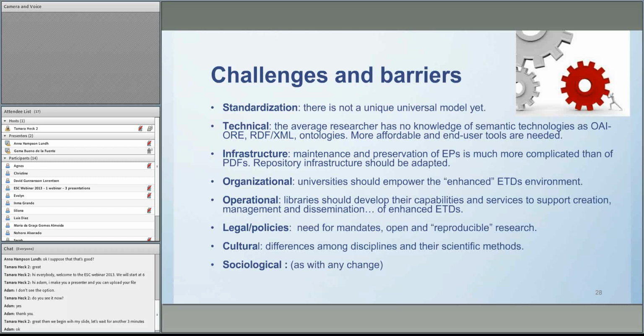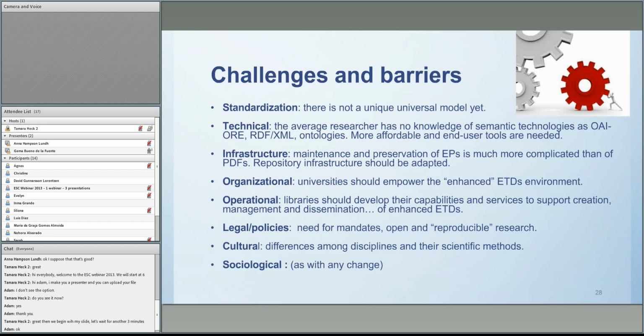Okay. We have many other problems related to the infrastructure. Driver is interested in that because it's much more complicated and difficult to maintain and preserve complex objects like enhanced publications. So the repositories should be prepared and adapted. Also, we need an organizational environment. So the university should be aware, doctoral programs should be aware, and should empower and foster the enhanced digital dissertations. And I think the libraries, of course, should take care of these documents, so they should develop their capabilities and support and so on.